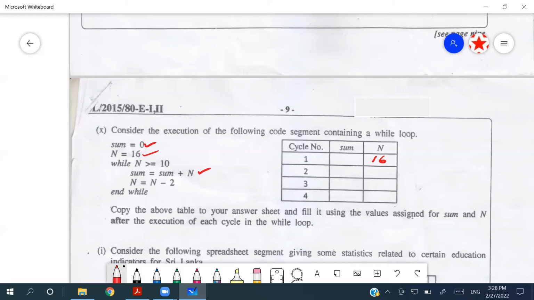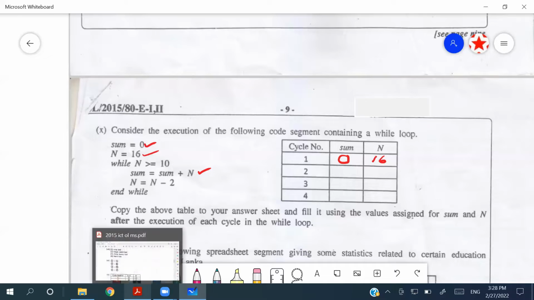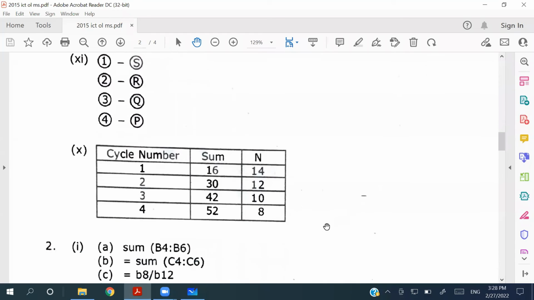Right, so sum is not going to be 0. Let's see. If you go to the answer script, it starts from 16. So 16 means the next particular one. In those kinds of cases, you should be very careful.